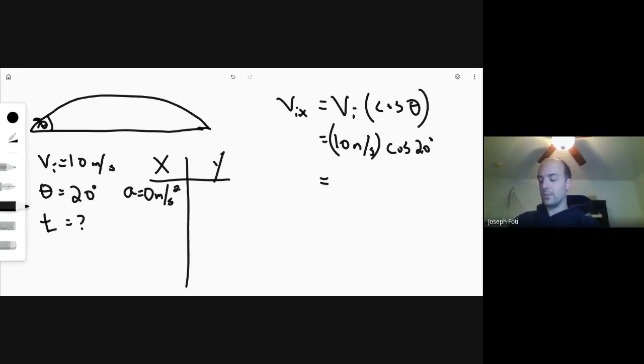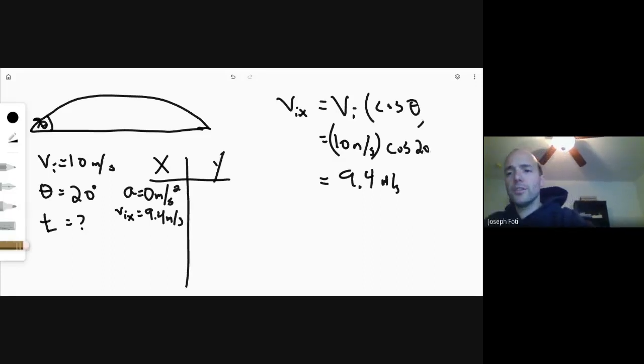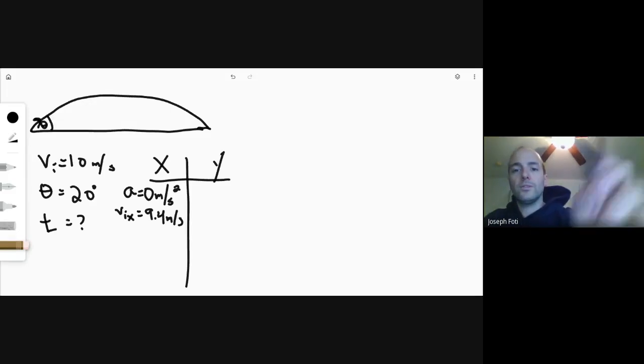Put this in your calculator, and I don't have that memorized, so let's do it right now. 10 times the cosine of 20 gives us 9.3, it rounds up to 9.4. On my calculator, it says 9.3969. It just rounds up to 9.4 meters per second. So because we found this horizontal component of the initial velocity, we can put this here. Vi sub x equals 9.4 meters per second. Excellent. And that is currently all we know about the horizontal direction.